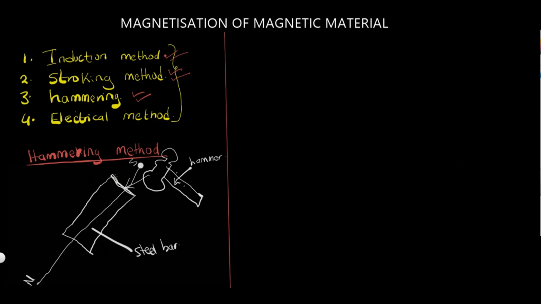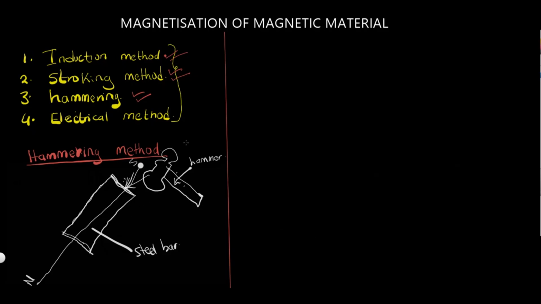Remember, it is very important to align this steel bar with the Earth's magnetic field. So you need to align it. You need to place it in a north-south direction to be parallel with the Earth's magnetic field, and then you're supposed to hammer one side of the steel bar, and then this steel bar will become magnetized.